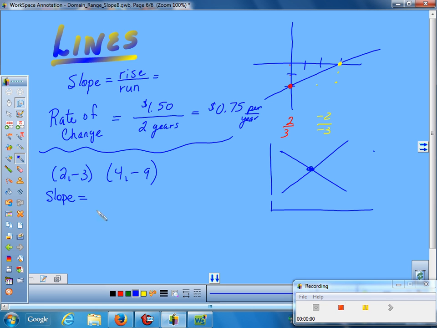Y equals mx plus b. That's how we write the equation. That's next class. X minus x over y minus y. Is he correct? He said x minus x over y minus y. I thought it was y over x. I got y minus y over x minus x.